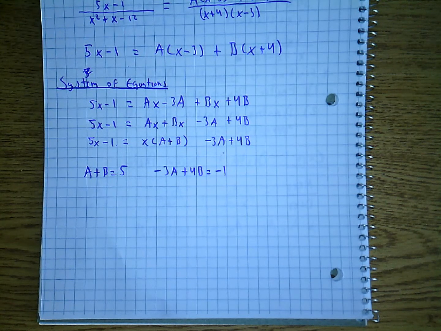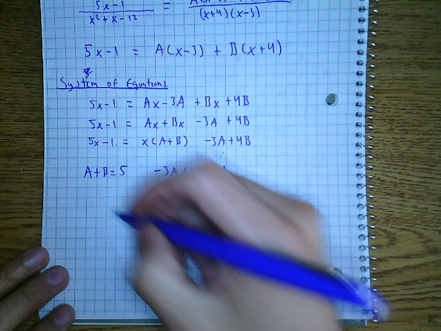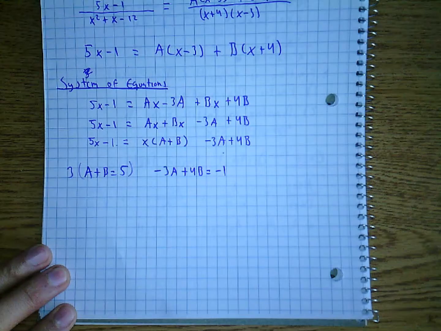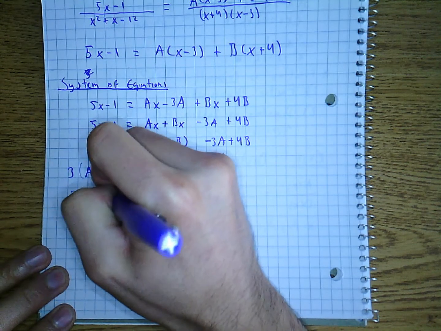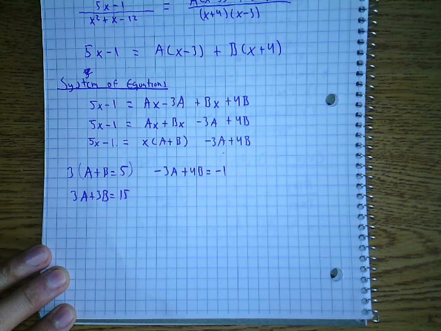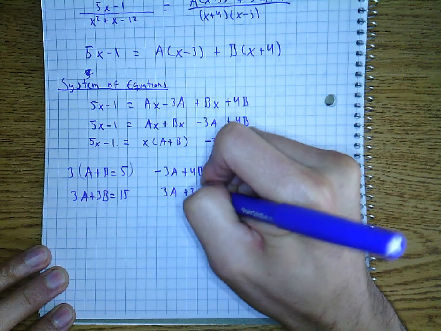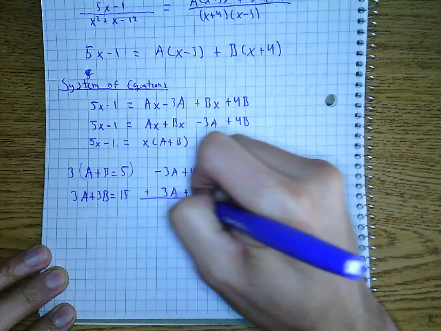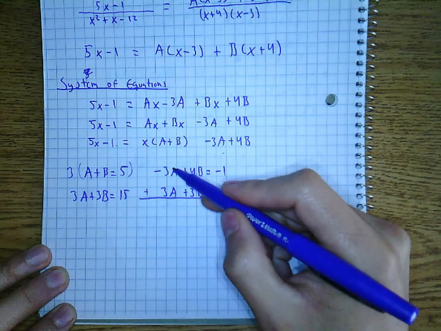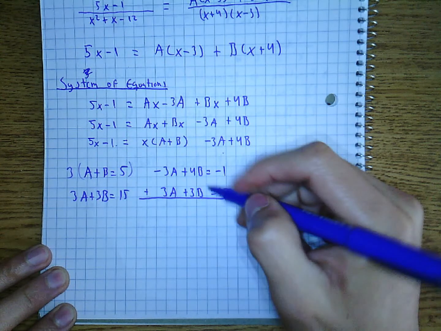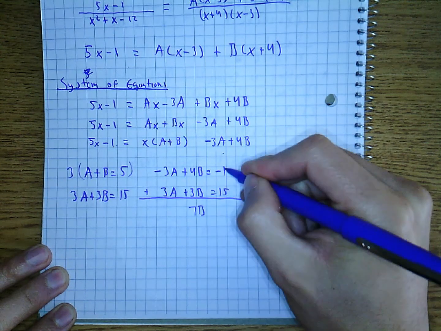So in this one, it's really not that difficult. I think I'm going to use just substitution. I think that would be the easiest, personally. Well, actually, I'm going to multiply this by 3, which gives you 3A plus 3B equals 15. Are we okay with that? And then I'm going to put this here, 3A plus 3B equals 15, and add those two expressions. Negative 3A plus 3A goes away. 4B plus 3B gives you 7B. Negative 1 plus 15 gives you 14. Therefore, B is equal to 2.